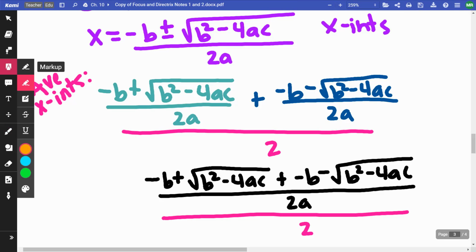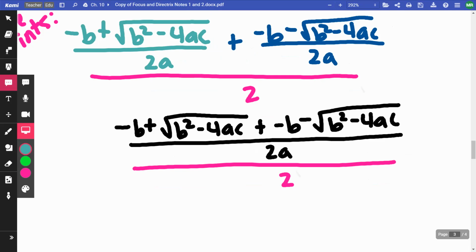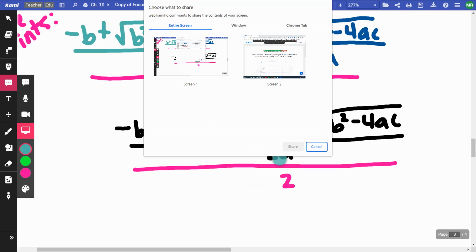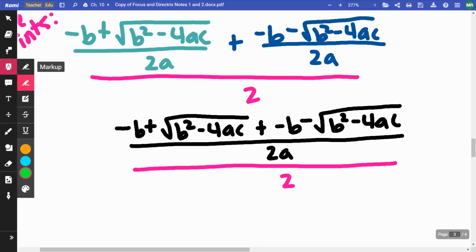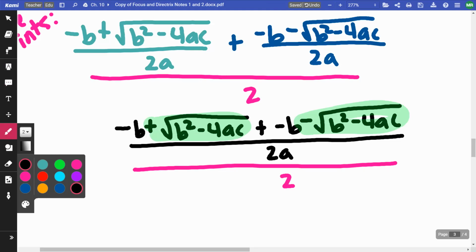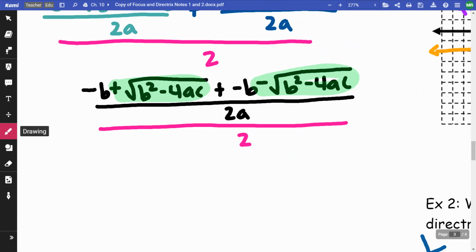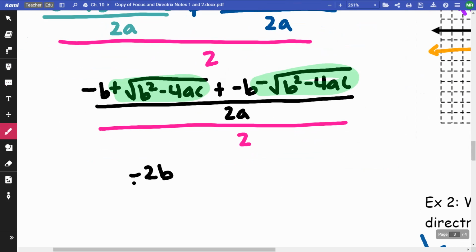But I think we can clean up the top a little bit. Can anyone clean up the top at all for me and tell me what everything in black is going to be? So on top, I can clean this up. Sorry, I keep on hitting the wrong button. I can clean this up because I have a positive square root and a negative square root, which are going to cancel out. And so on top I am going to end up getting negative 2b over 2a, and it is still being divided by 2.